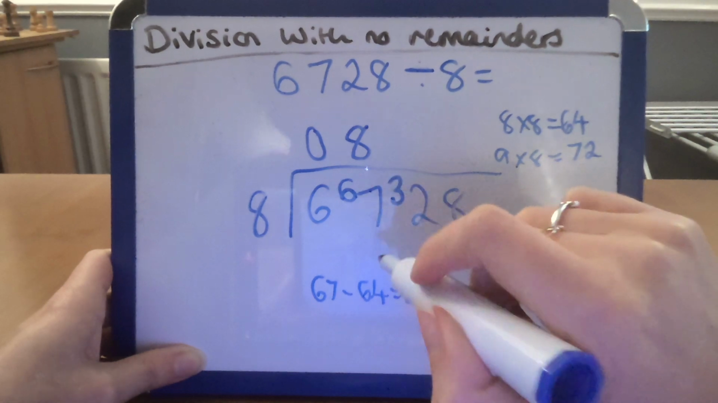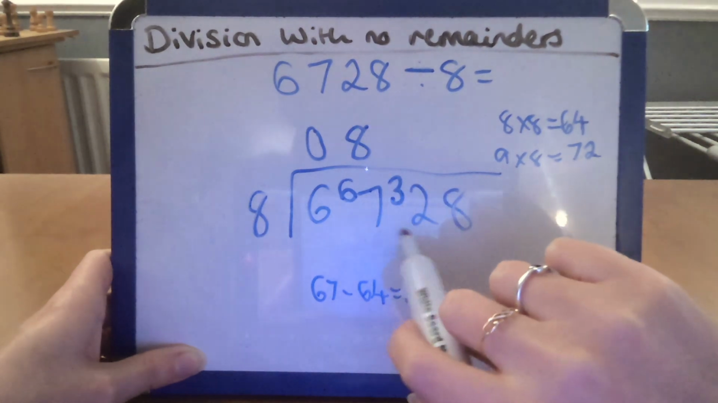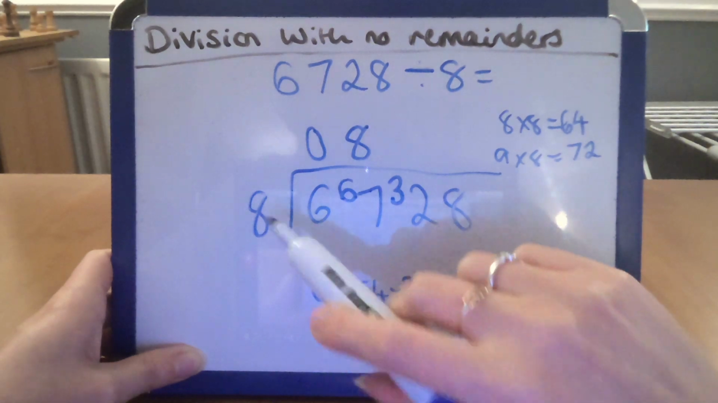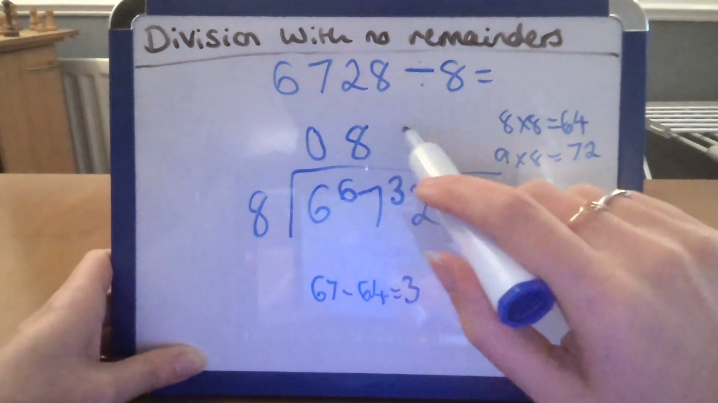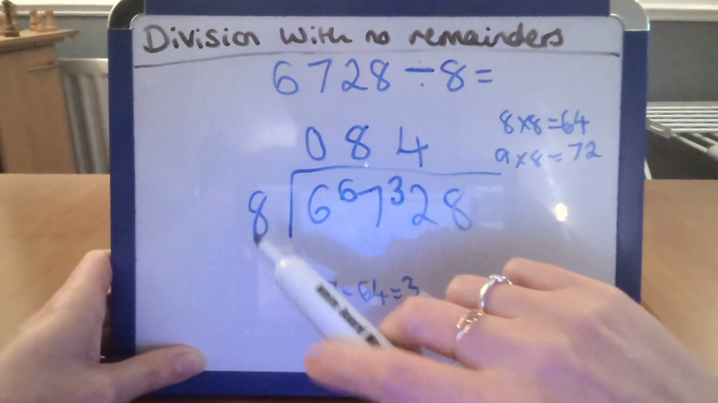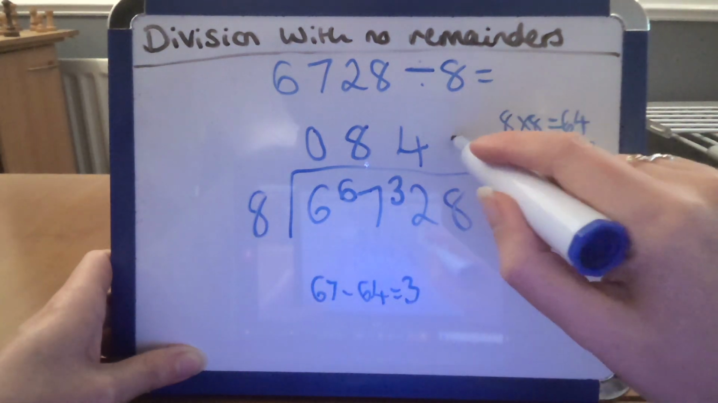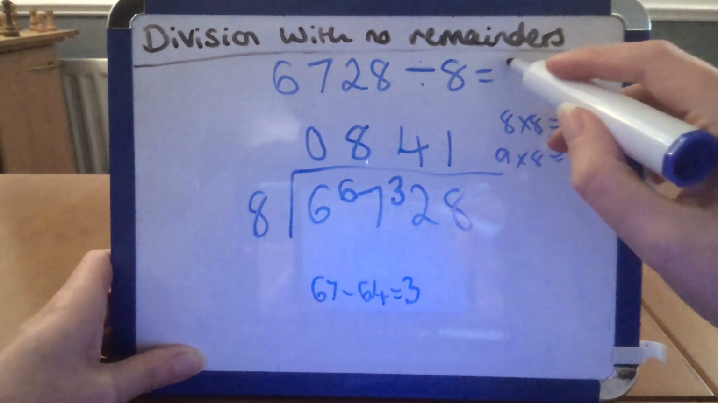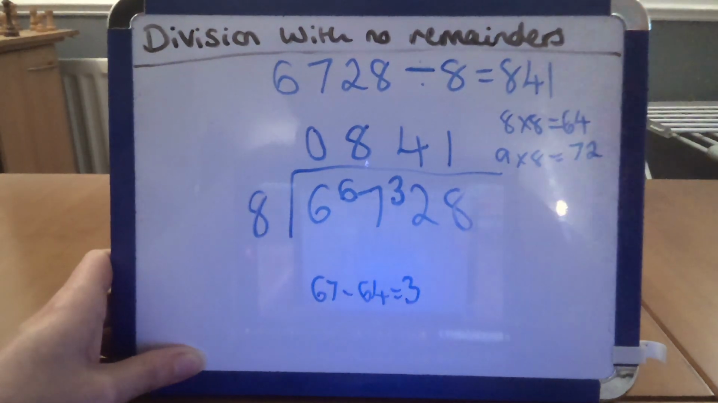So my 3 left over goes here, making this number 32. How many times does 8 go into 32? 4 times. How many times does 8 go into 8? Once. So my answer is 841.